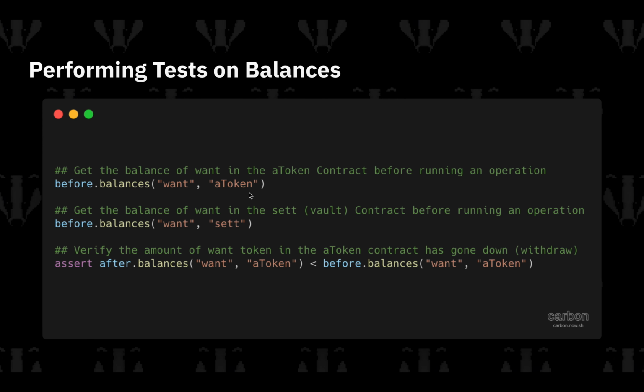And now you can use it here to check what the balance of that contract in terms of want was before. And then perhaps you can run a test such as a withdrawal, and you will be able to check that the balances of want token in the A token contract has gone down. And that's because AAVE will store the tokens you deposit in the A token contract. So whenever you withdraw, you would expect that your after.balances of want for the A token contract will be less than the before.balances of want for the A token.